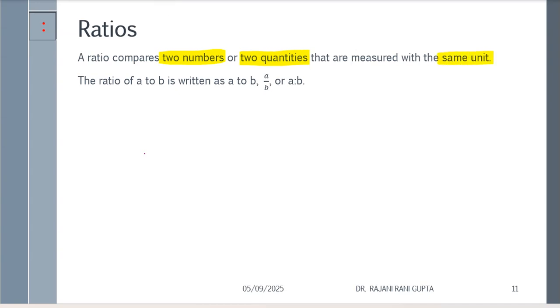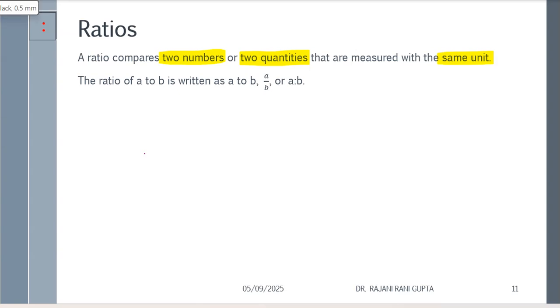same unit. Like both are in kilograms, both are in meters, both quantities are in liters. Like you are finding the ratio of the distance, ratio of or weight of two different objects. Okay. So the units of both the objects that you are comparing should be same.